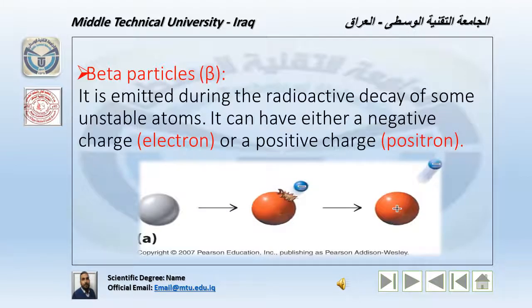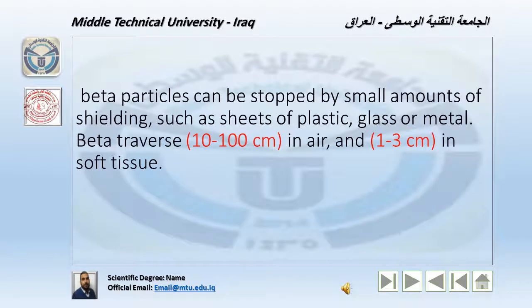Beta particles. It is emitted during the radioactive decay of some unstable atoms. It can have either a negative charge, electron, or a positive charge, positron. Beta particles can be stopped by small amounts of shielding, such as sheets of plastic, glass, or metal. Beta travels 10 to 100 centimeters in air and 1 to 3 centimeters in soft tissue.